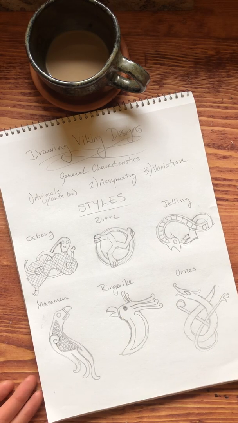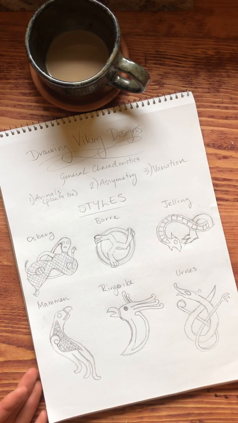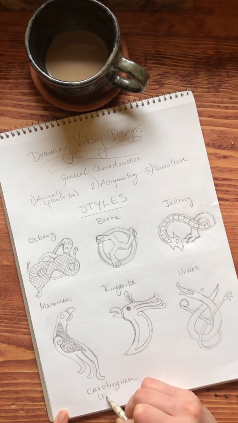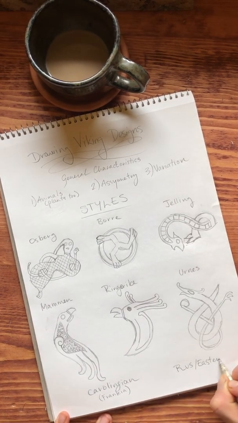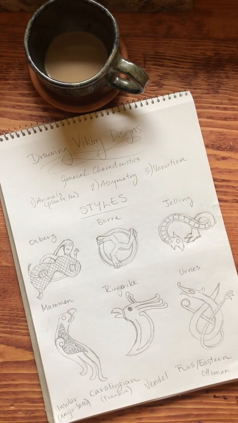So these are the basic characteristics of the major 6 styles in Scandinavia during the Viking period. There are several other styles that you might hear about when investigating Viking art, but these are from different places or slightly different time periods.